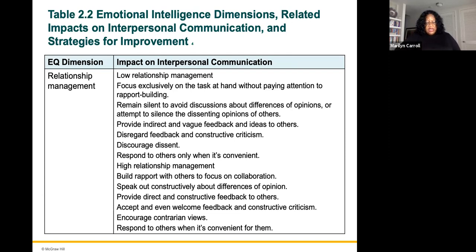Versus high relationship management skills, you build rapport with others to focus on collaboration. You speak out constructively about differences of opinion. You provide direct and constructive feedback to others. You accept and even welcome feedback and constructive criticism. You encourage contrarian views and respond to others when it's convenient for them.